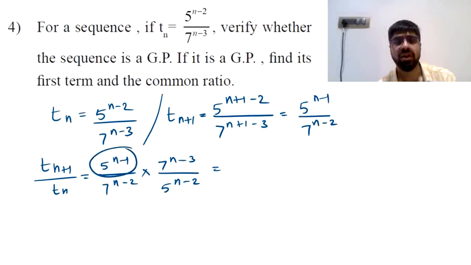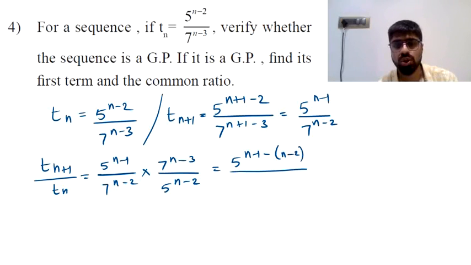Now 5 power n minus 1 upon 5 power n minus 2, you can write it as 5 power n minus 1 minus n minus 2, and 7 power n minus 3 and 7 power n minus 2. So you can write in the denominator 7 power n minus 2 minus n minus 3. If you open up the bracket here, this becomes minus n plus 2. n minus n get cancelled. Minus 1 plus 2 makes it 1. So here you have 5 power 1 which is 5.